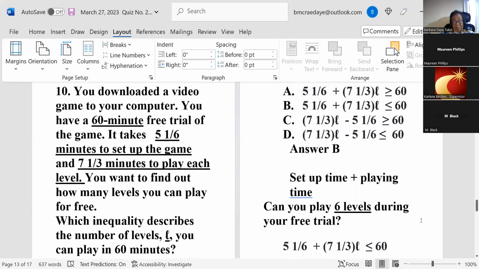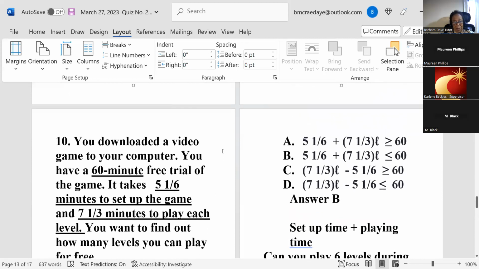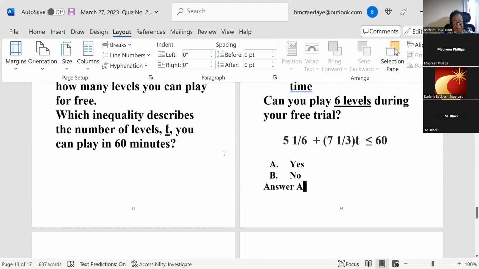Got it? Yes. Okay. Now I think the fractions is probably what threw you off this, but it's the same if you had whole numbers. This is pretty common, to have a fixed and a variable. Here you have a fixed setup time, and you have a variable based on the minutes and levels. Got it? Yes. Okay. So that was number 10.